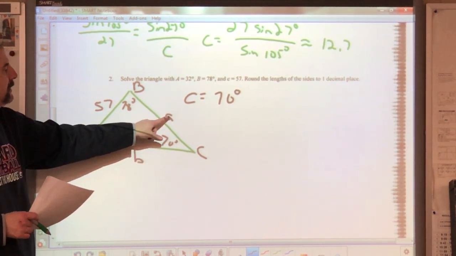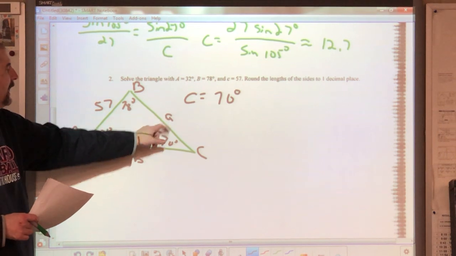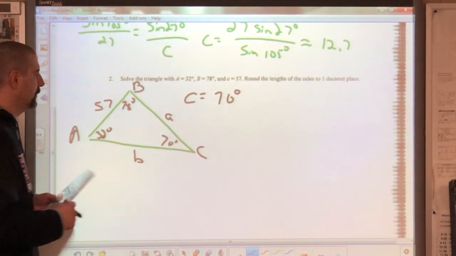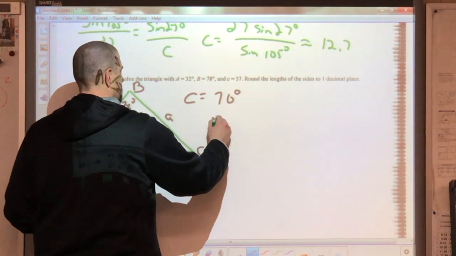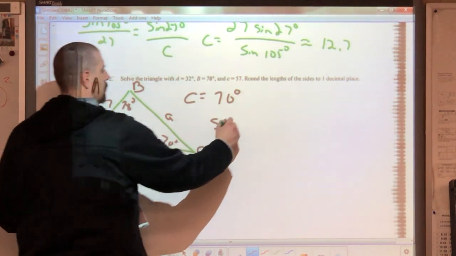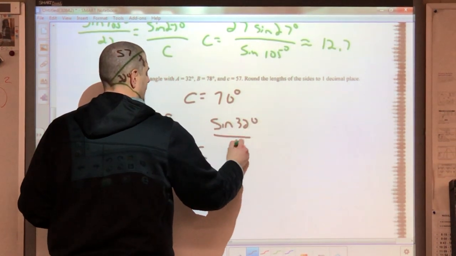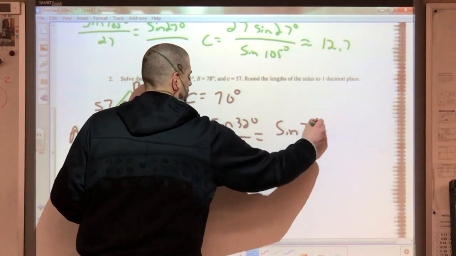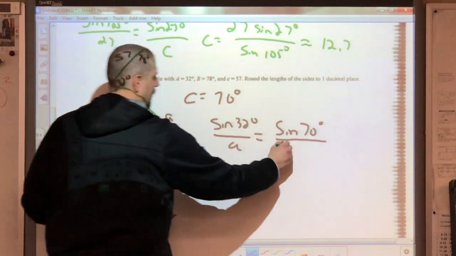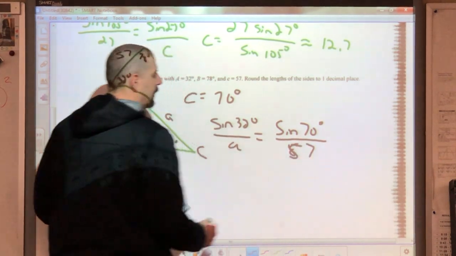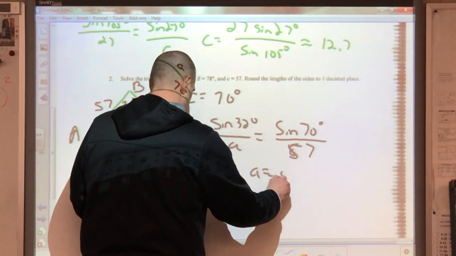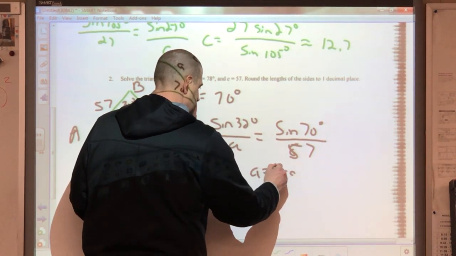So, I have sine of 32 over A, and then you know that you have 70 and 57. So, you're going to take sine 32 over A equals sine 70 over 57. Okay? So then you cross multiply and solve. You should get A is approximately 32.1.